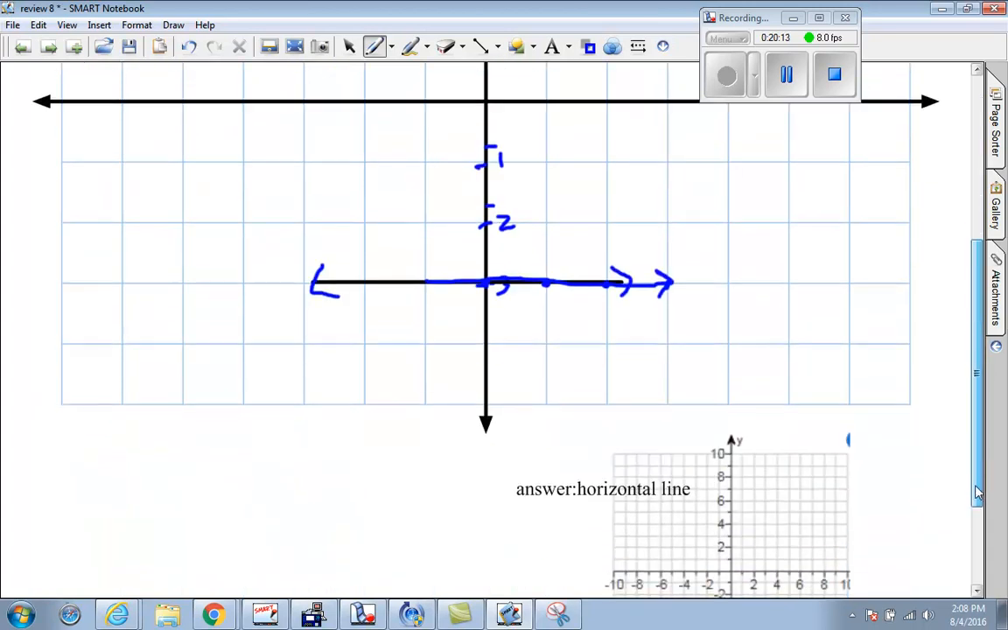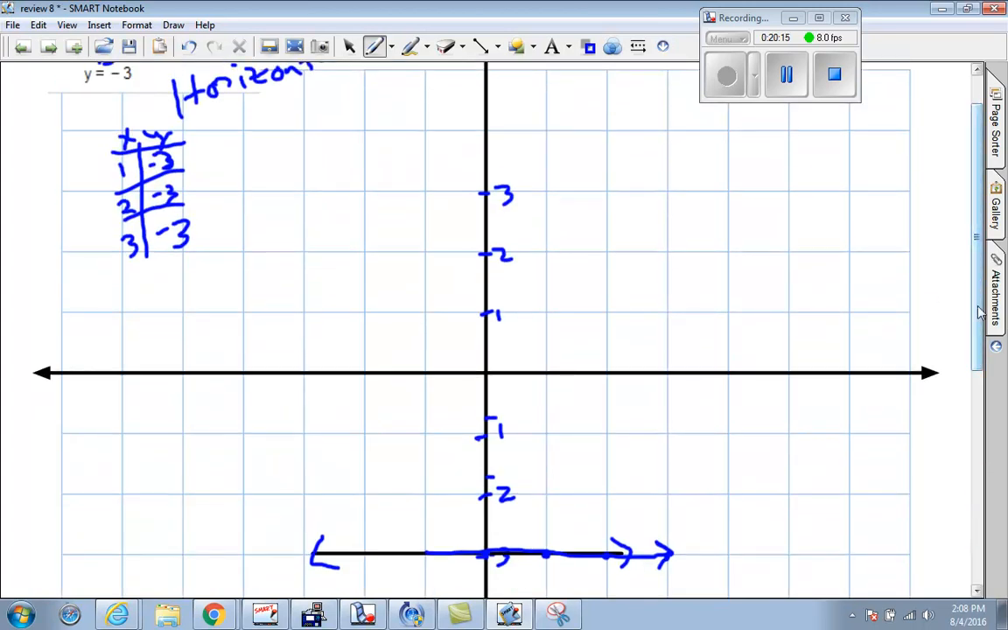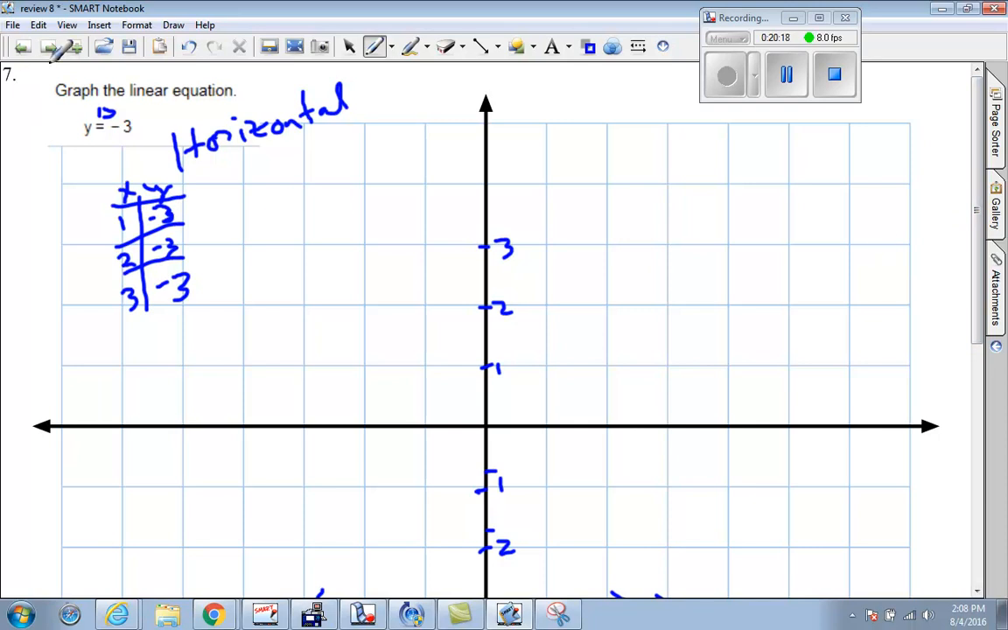All right, hope that helps. I believe that was our last problem for Review 8. Yes, it was. So you're ready for your self-assessment if you understood all that. Good luck.